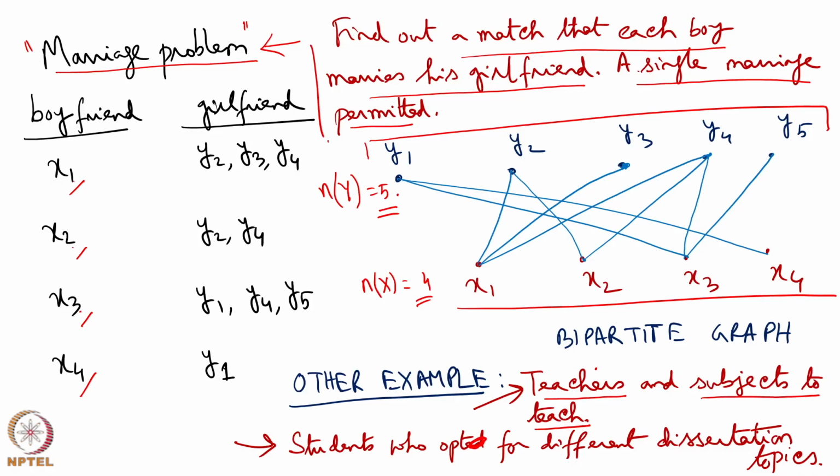In this particular case, there will be edges connecting students and the dissertation topics, but then there are preferences, first preference, second preference. Whereas, in the graph I have drawn, there is no such thing. That means boyfriend x1 has equal preference for y2, y3 and y4. Again, this may not be the case. So, the bipartite graph or the marriage problem can further be improved based on the preference as well.